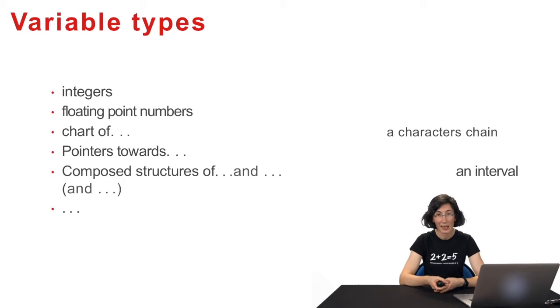In certain programming languages, the chain of characters can be considered as a characters chart, but that's not always the case. It can be pointers, that means an arrow, creating a link towards a memory space. Or it can be composed structures. For example, 2 rails forming an interval, or a chart, and the length of this chart. We can have a composed structure made of a simpler type regroupment.